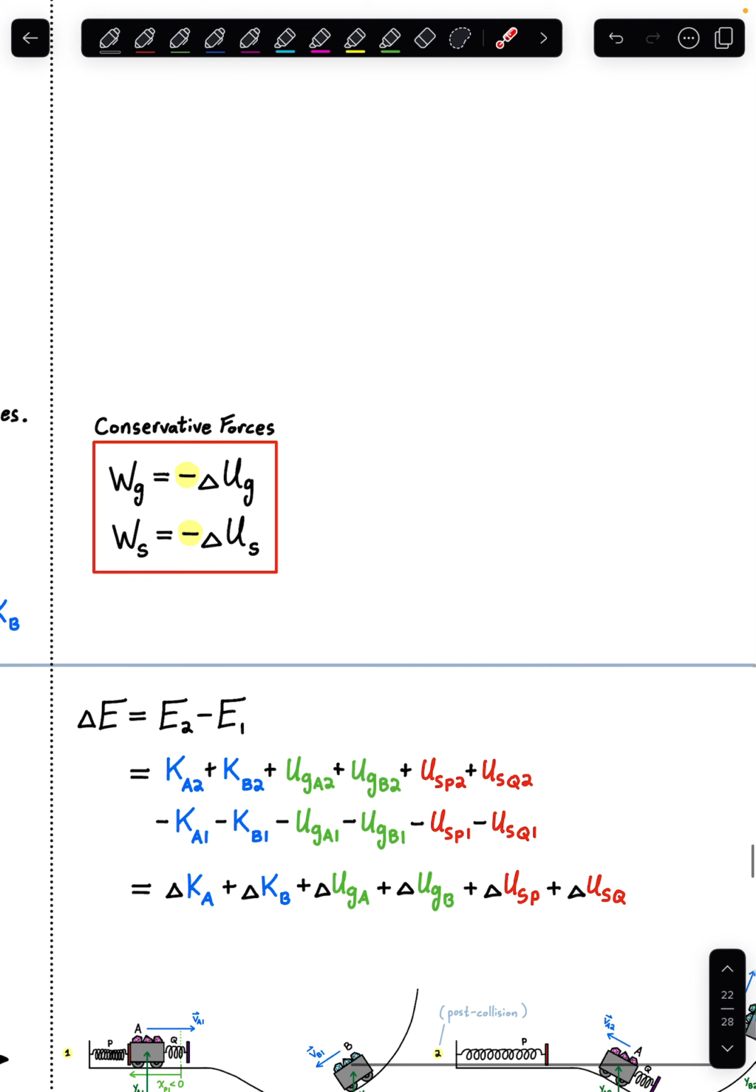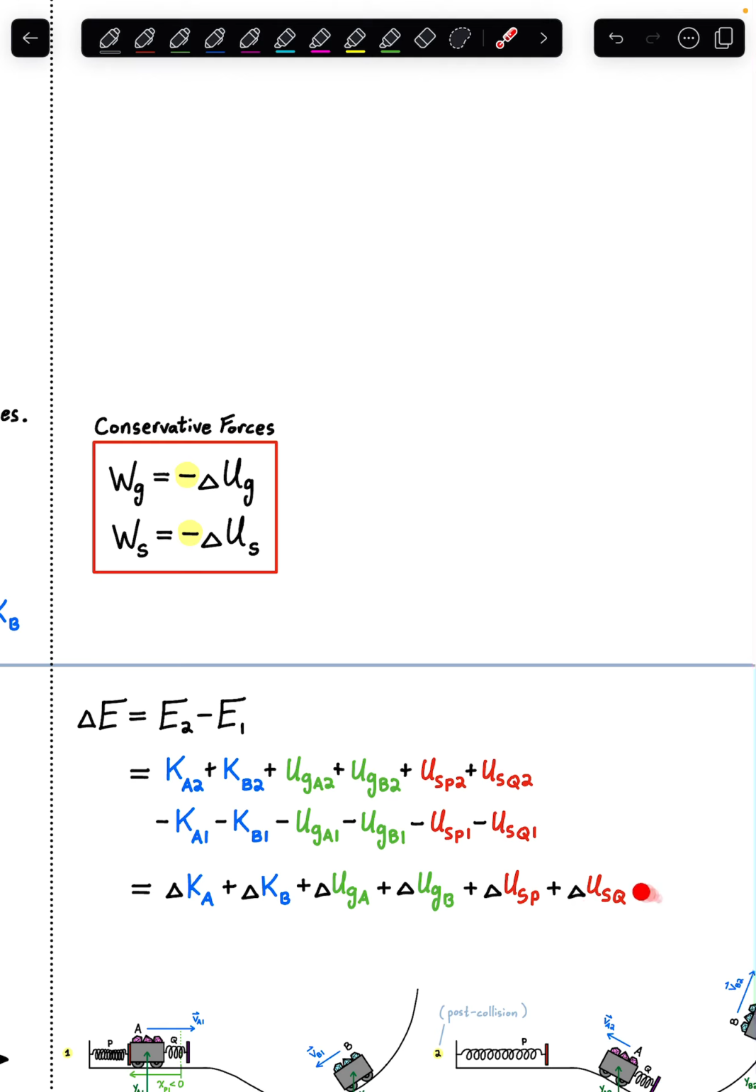Next thing to note is that the change in mechanical energy of the system is E final minus E initial. So here's E final, that's a sum of terms, minus E initial, so this sum of terms. And if I line them up, I can take Ka final minus Ka initial to get delta Ka, Kb final minus Kb initial to get delta Kb, and so on. Uga final minus Uga initial to get delta Uga. And in that way, demonstrate that the sum of all these changes in kinetic and potential energies is identical to the change in the mechanical energy of the system.